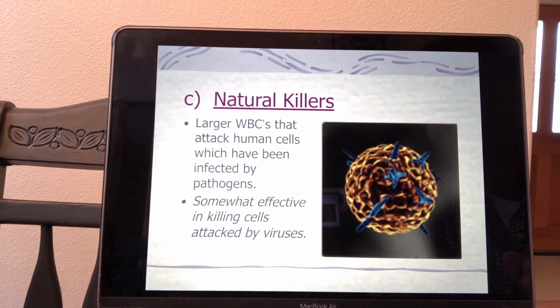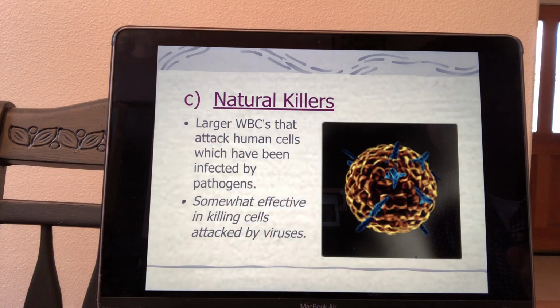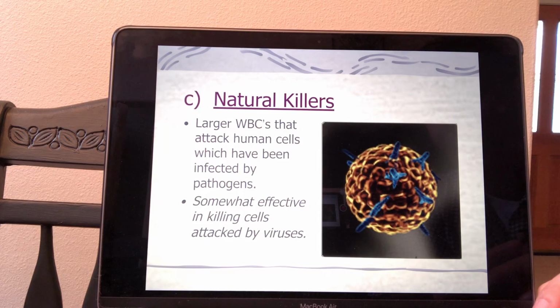Some studies are showing they're somewhat effective in killing cells that have been attacked by viruses, but it's hard to get an upper hand on the virus as it reproduces throughout your cells. That's kind of the tricky part, is the rate of virus reproduction and depending on what the virus actually is. So natural killers look for your human cells to destroy those human cells that have been so badly infected they're probably not going to work so well again.